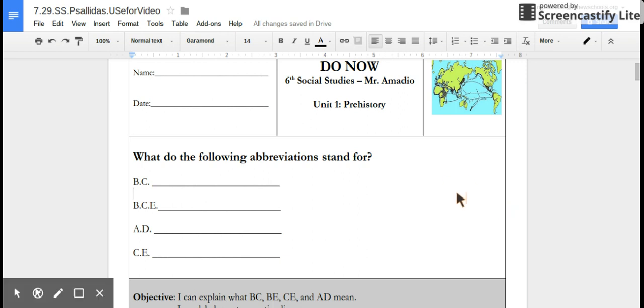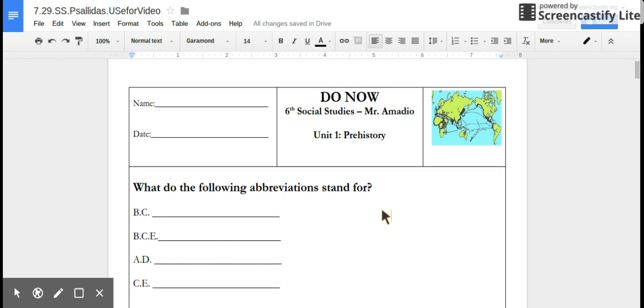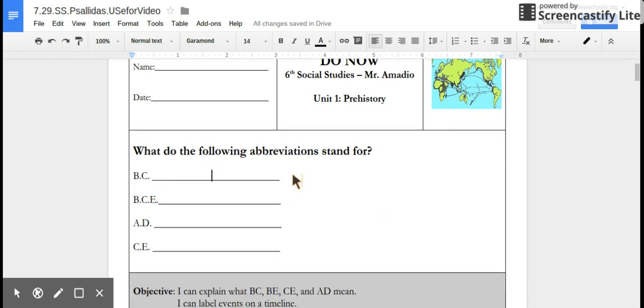Hello, sixth graders. So, as we move on with social studies and review a lot of the information we started yesterday about timelines, let's make sure you have that do now correct. Make sure that these are the answers that you have in front of you.